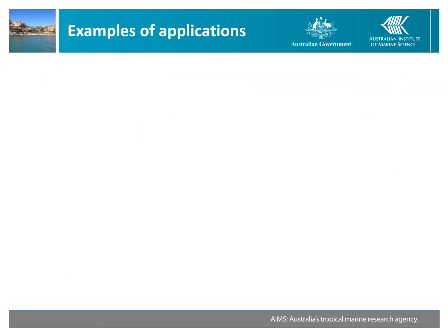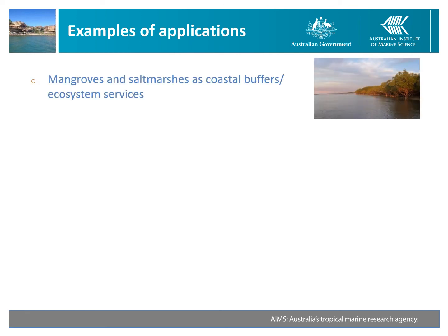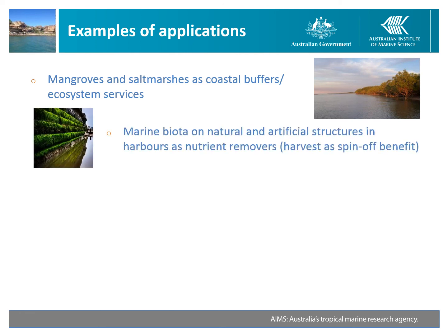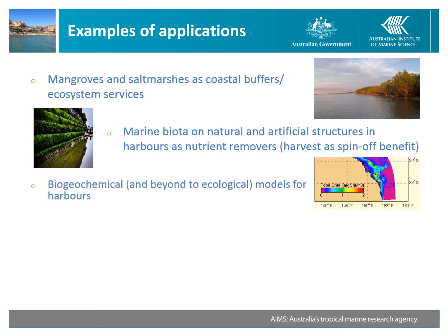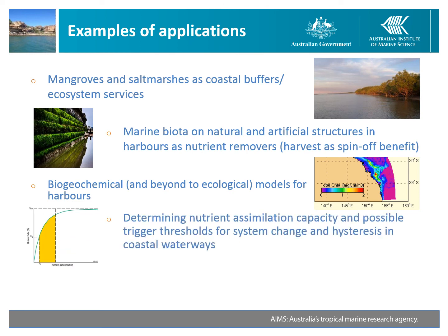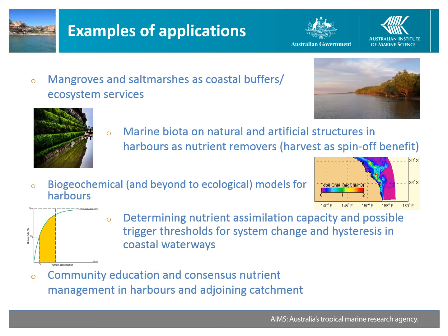Outcomes from the nutrient cycling project can be to the considerable benefit of tropical ports, but also to coastal management across their home nations. Examples are mangroves and salt marshes, appreciated for their role as coastal buffers and providers of wide-ranging ecosystem services. Marine biota utilised to improve environmental quality and with potential spin-offs for agriculture. The use of calibrated and validated models for environmental management and scenario testing, feeding through to evaluation of nutrient assimilation capacity and identification of trigger thresholds. And finally, as a means of community education and consensus building.